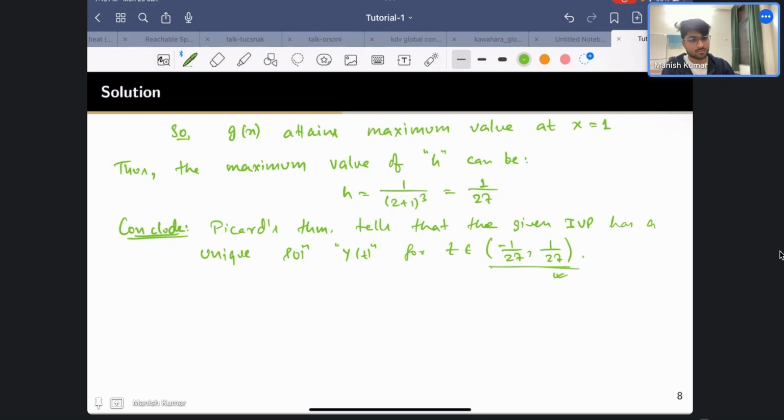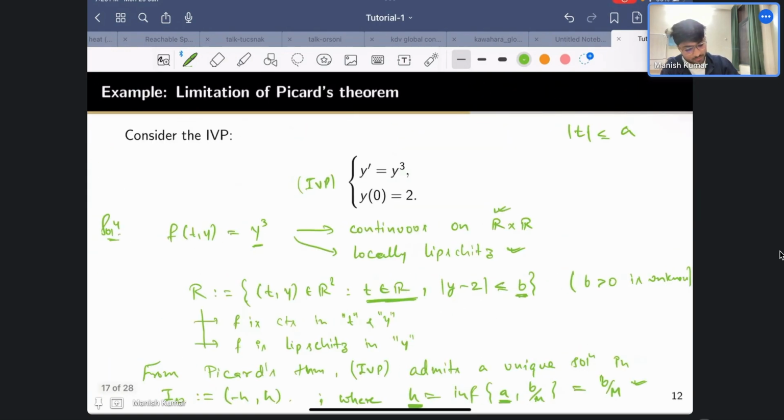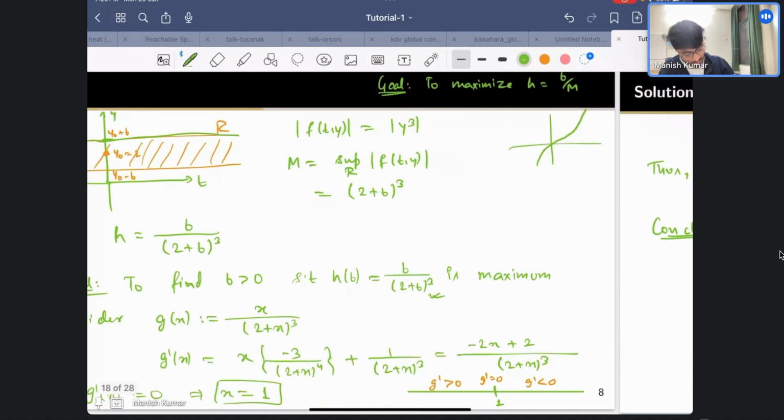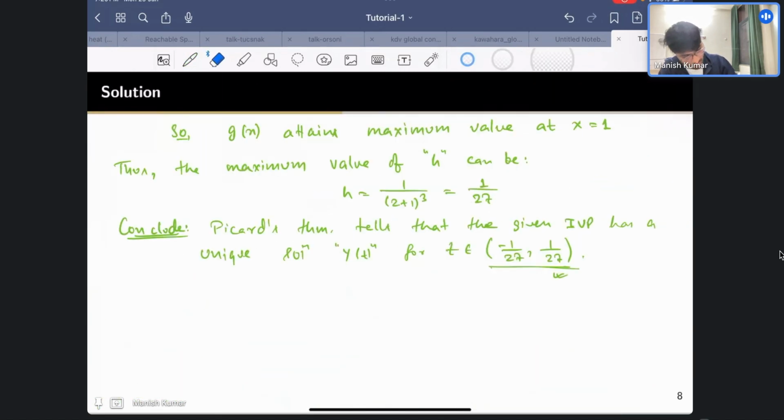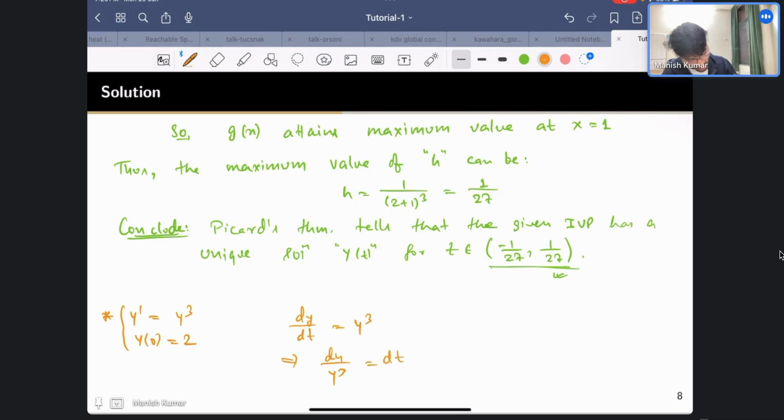So for that, let us try to solve this problem, just the usual calculation that we do. So y prime is equal to y cube, and y(0) was given to be 2, right? Again we can use separation of variables. dy by dt is equal to y cube, so dy by y cube is dt. Here again you can assume y is non-zero.